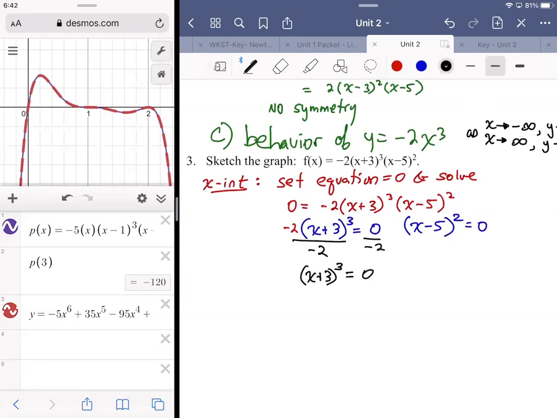Now, if I want to get rid of a power of 3, I take the cube root of both sides of an equation. The cube root of the power of 3 cancels out, gives us just x plus 3. Cube root of 0 is 0. Then I would solve for x by subtracting 3 from both sides.